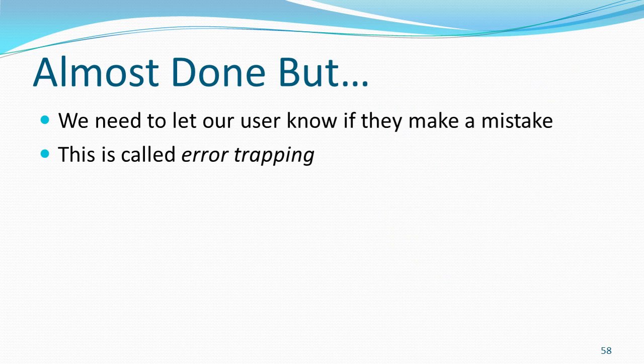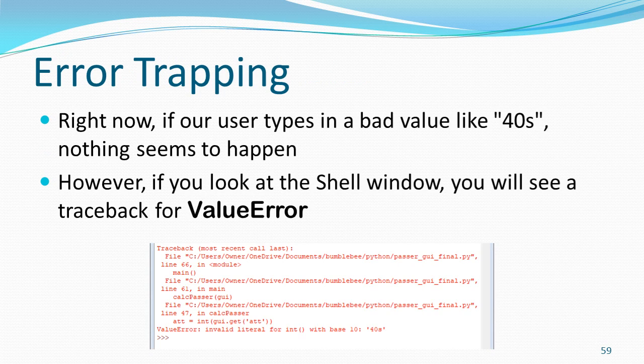We are almost done, but we need to let our user know if they make a mistake when they enter in data. This is called error trapping, and all good applications should have it. Right now, if our user types in a bad value, like 40s instead of 40, and clicks on OK, nothing seems to happen. The application doesn't crash, but again, you don't actually see anything.